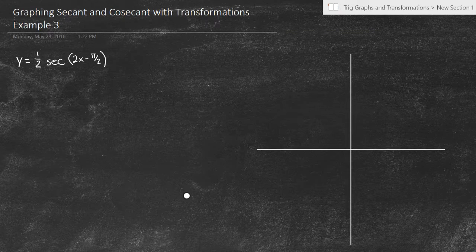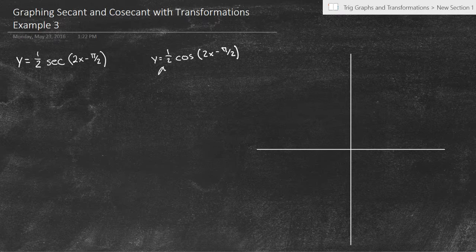Hey guys, so today is our third and final example of graphing secant and cosecant with transformations. We got a decently tough one here, and remember the same process is going to apply. We know secant of x is paired with cosine of x, so we're going to first graph the cosine function with the exact same transformations. So 2x minus pi over 2. By now I hope you've watched my other videos on transformations, so we'll move pretty fast through here.